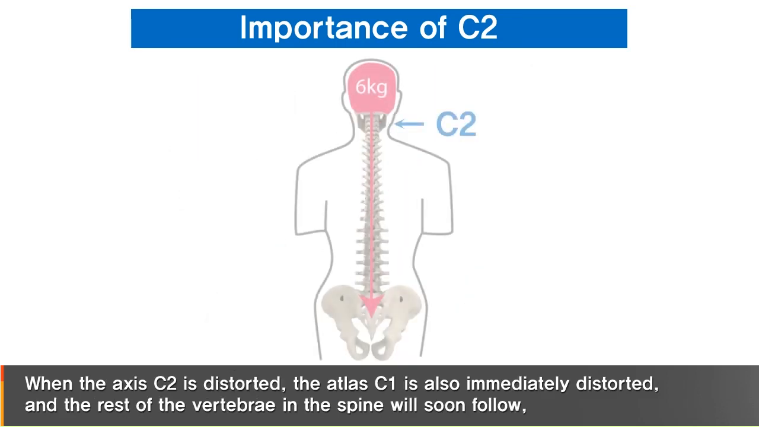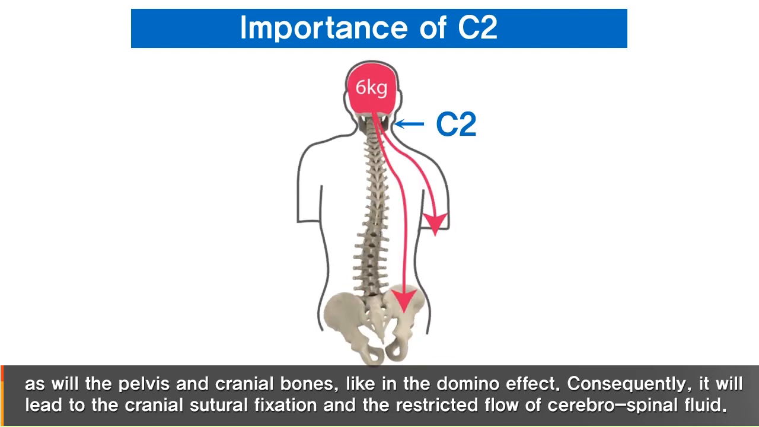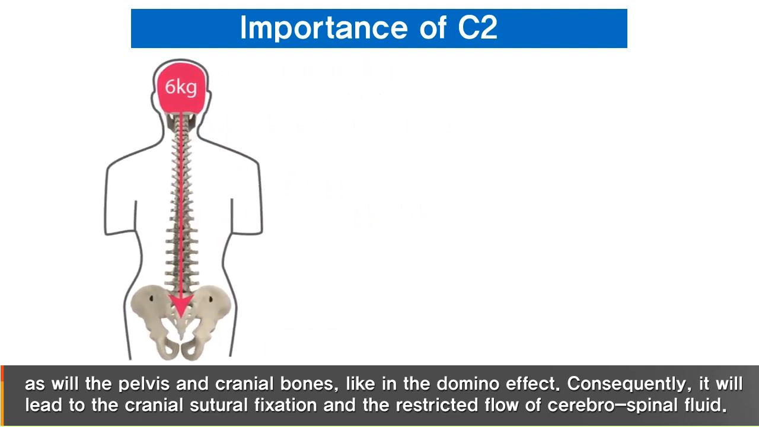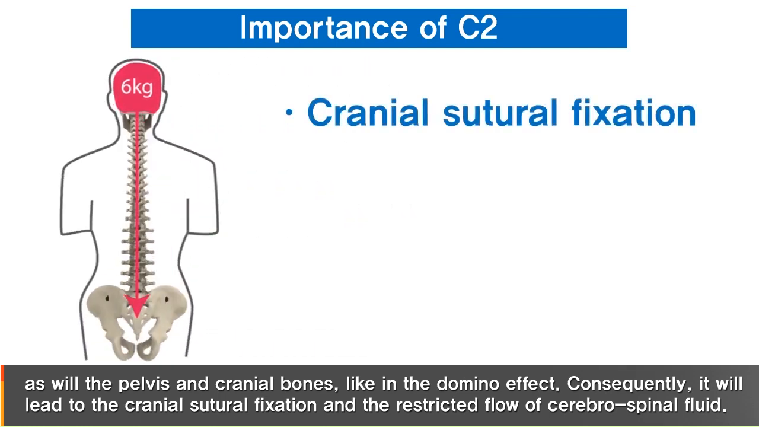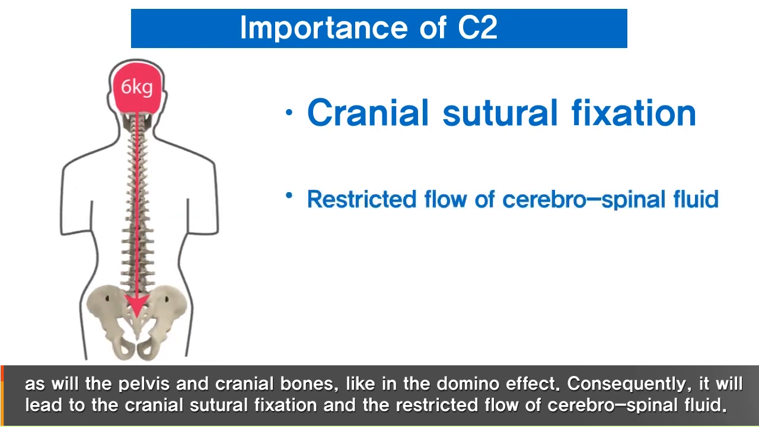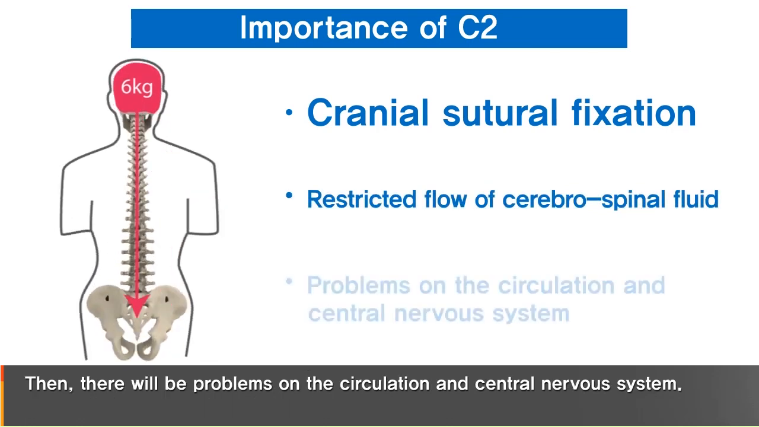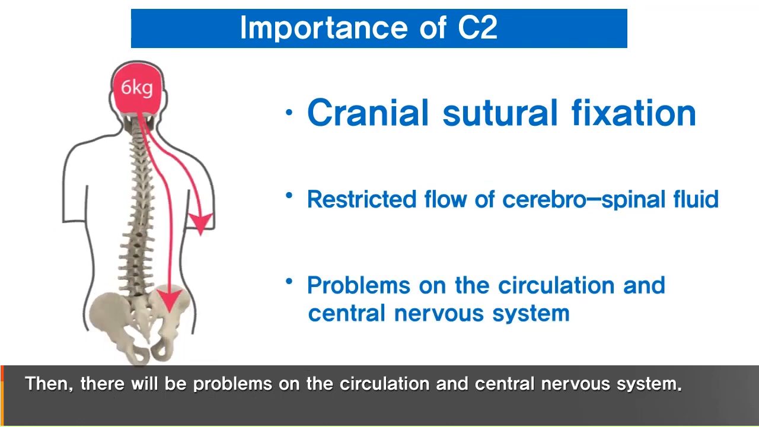When the axis C2 is distorted, C1 is also immediately distorted, and the rest of the vertebrae in the spine will soon follow, as will the pelvis and cranial bones, like a domino effect. Consequently, it will lead to cranial structure fixation and restricted flow of cerebrospinal fluid. Then, there will be problems with circulation and the central nervous system.